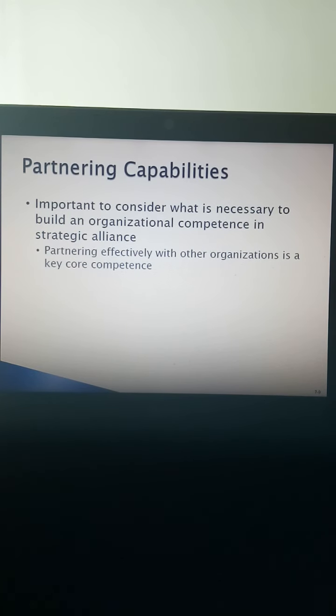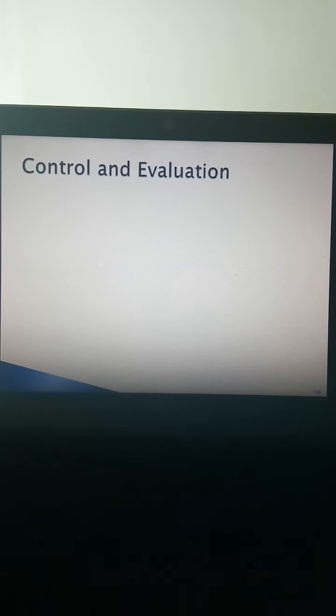Okay, therefore the firms must look into what are the capabilities of partnership that could build up a good image for the relationship. Okay, next we move to next slides, which is regarding the control and evaluation of the strategic relationship.